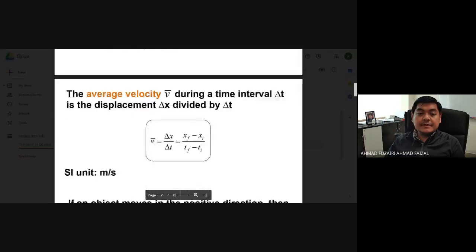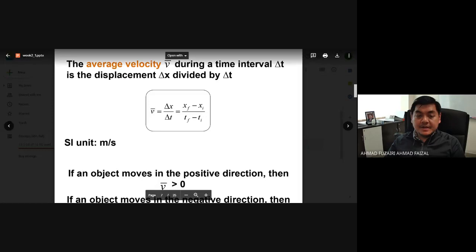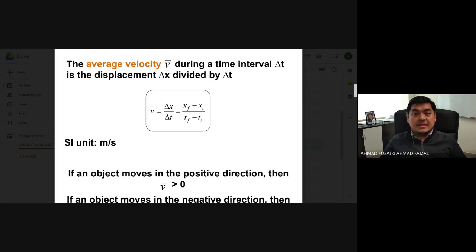And this is the average velocity, using v bar. Average velocity, v bar, during a time interval delta t is the displacement delta x divided by delta t, meaning change in position over change in time. In order to do that, we get the average velocity, v bar. The SI unit for average velocity is the same as for average speed, which is meter per second.